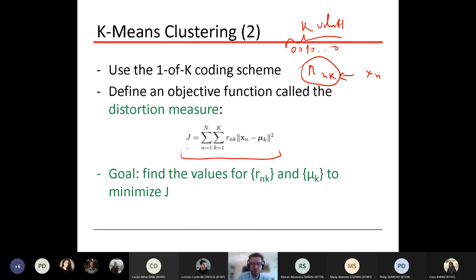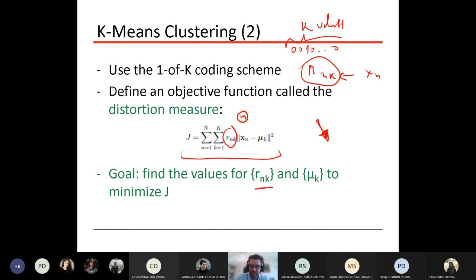So here the distortion measure is the sum of all the distances to the closest cluster. It's a double summation, with n going from 1 to N and k going from 1 to K. Here we have r_nk, but what's important is that for each value n, only one element in this vector is equal to 1. The objective is to find the encoding r_nk, which gives a cluster for each point n, and also the best centroids, in order to minimize this distance, or this error.